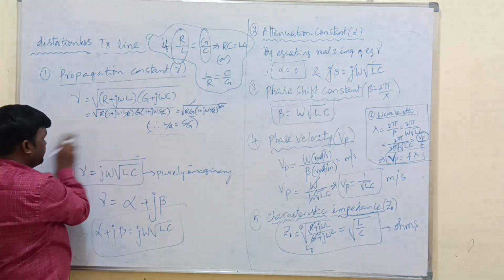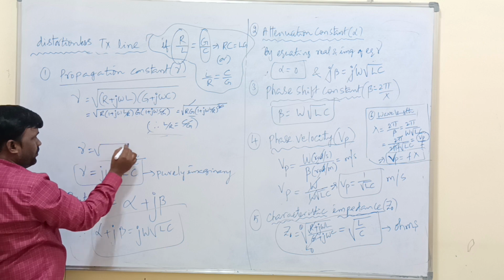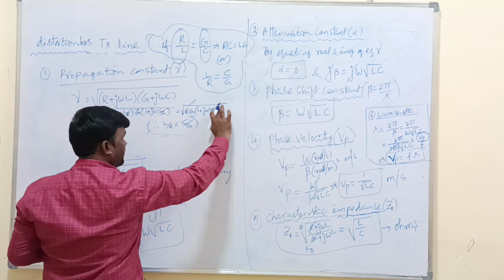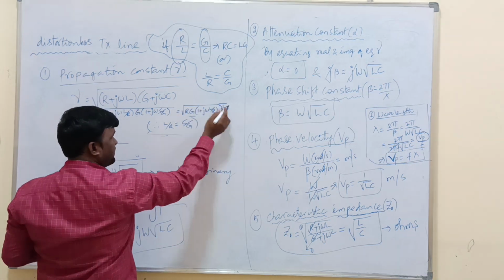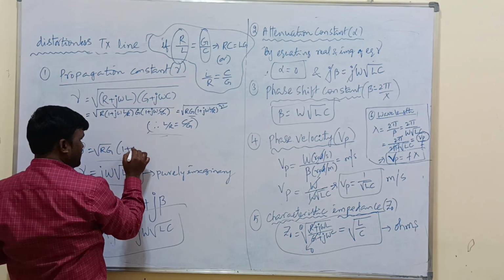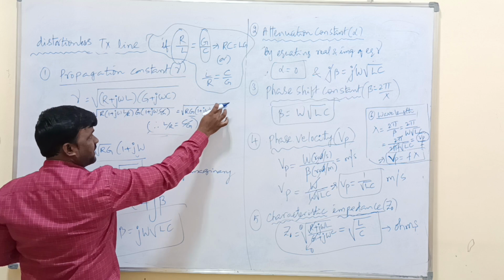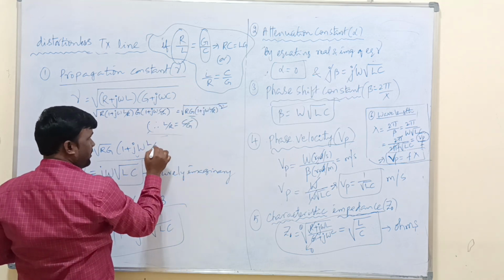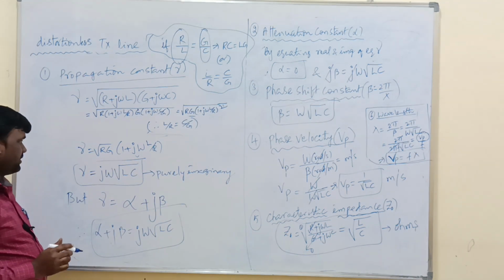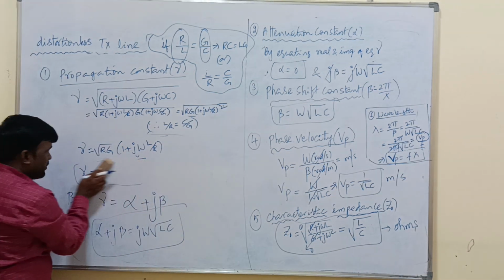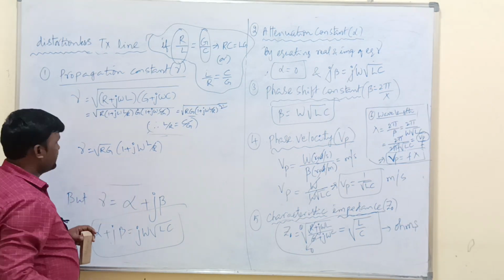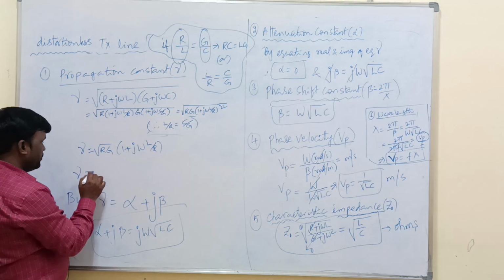That is gamma equal to root RG, times the square root of the square of (1 plus j omega L by R). Here the root and square cancel. We can write root RG, remaining is 1 plus j omega L by R, as this square and root cancel. So here it is not purely imaginary. It consists of a real part, root RG, and the remaining imaginary part, that is gamma equal to root RG plus j omega root RG into L by R.